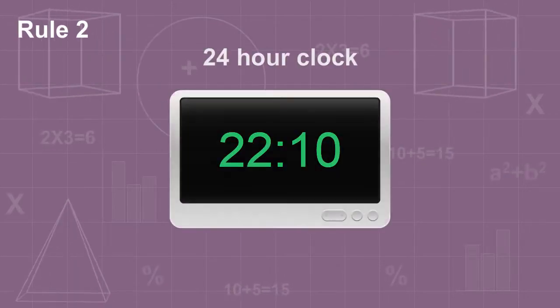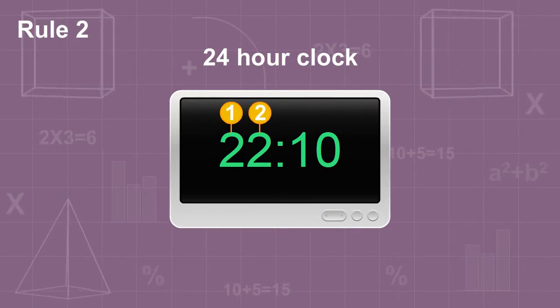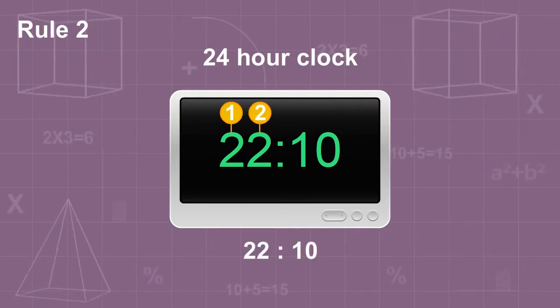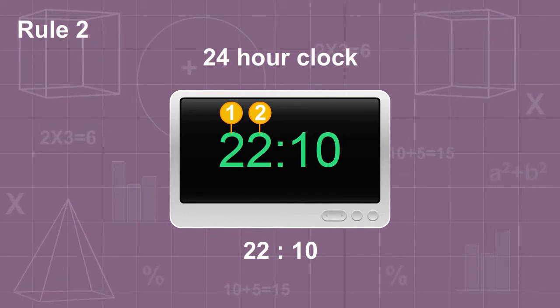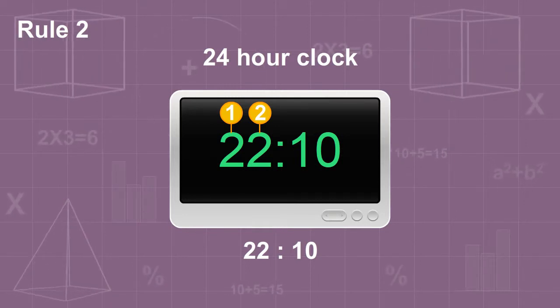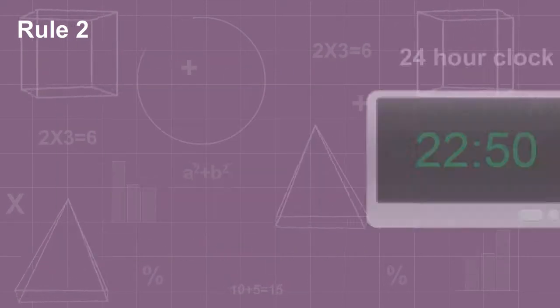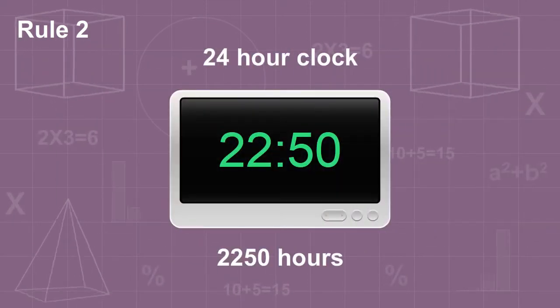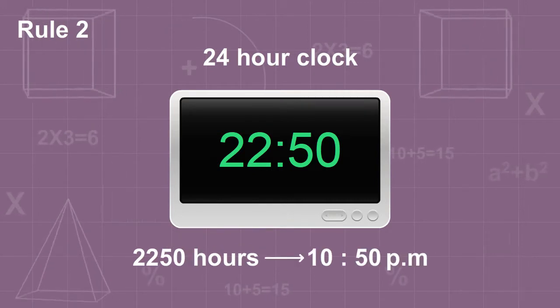Rule 2. In a 24-hour clock time, if the number formed from the first 2 digits is more than 12, then the difference between the number and 12 is the number of hours after noon. Here, PM is used with time. For example, 2250 hours can be denoted as 10:50 PM.